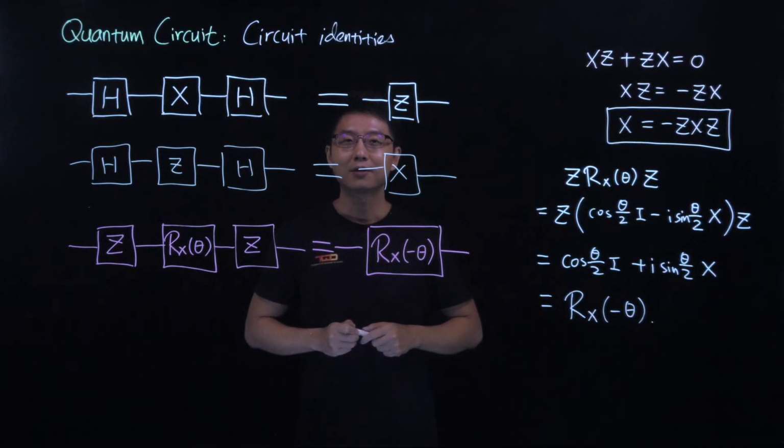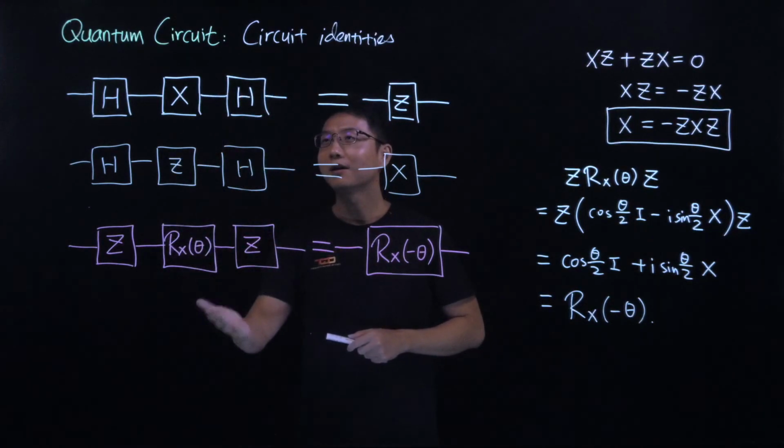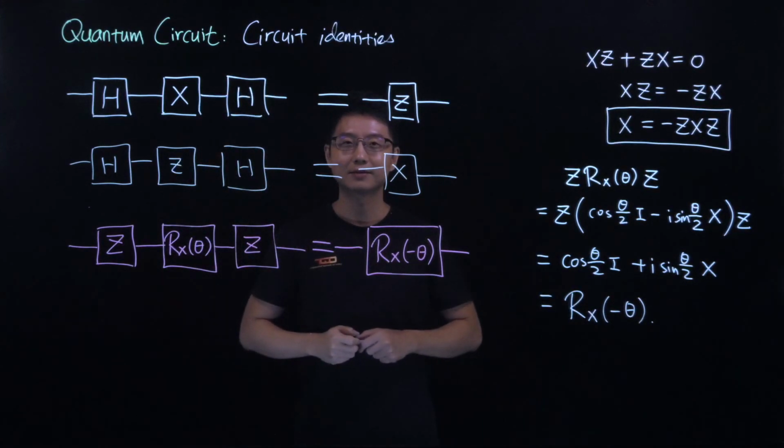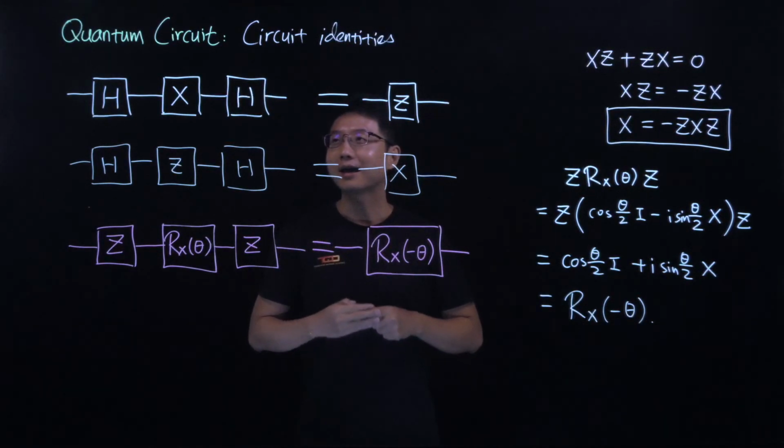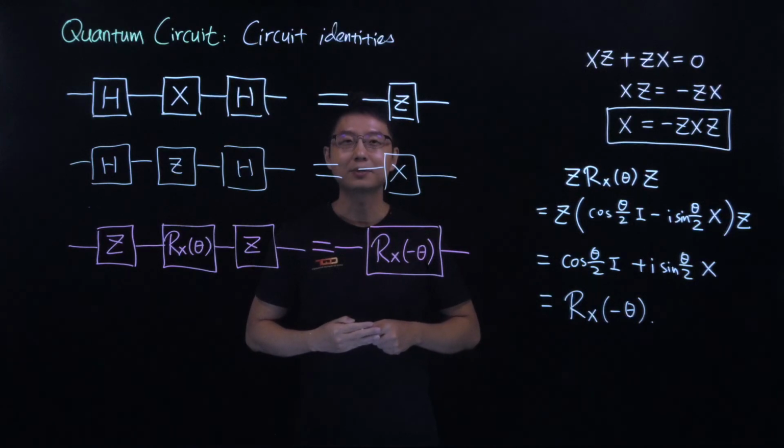In summary, we have studied in quite some detail the circuits of a single qubit. We shall now move on to study multi-qubit gates and their circuit representations, which are more interesting.